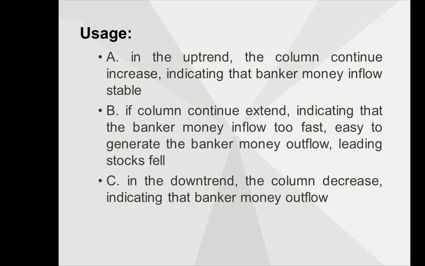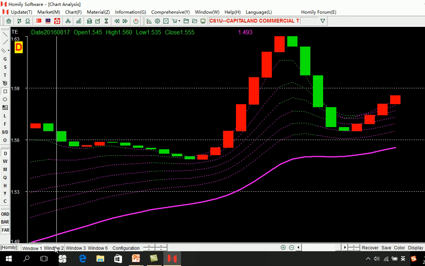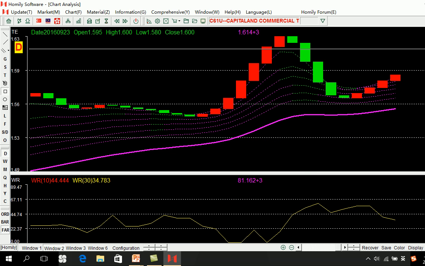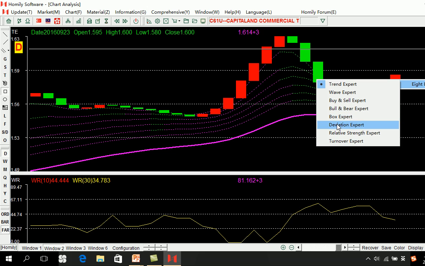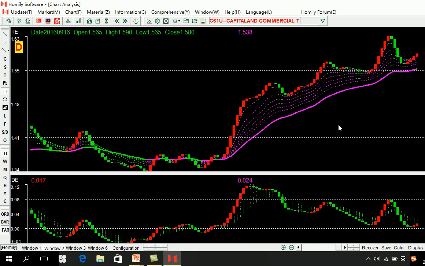The first one, in the uptrend, the column continues to increase. So what's the column? I will show you. What's the column? Okay, so this is the column. Red column stands for the money inflow. The green column stands for the money outflow.